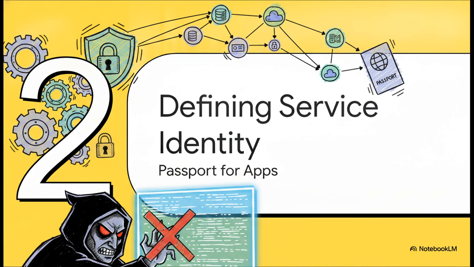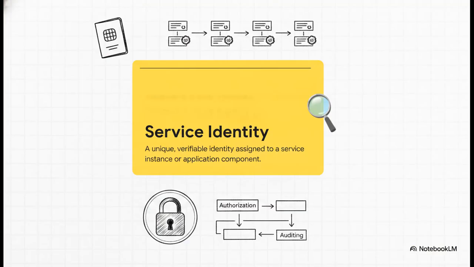Moving on to Section 2. Defining service identity. To stop exploits like Alexei's from happening, we rely on service identity. Service identity is defined as a unique, verifiable identity assigned to a service instance or an application component. Think of it exactly like a human passport, but for your applications. Just as user identity determines who a human is, service identity does that exact same thing for machines. It brings order to the chaos by giving each service a way to definitively prove who it is.